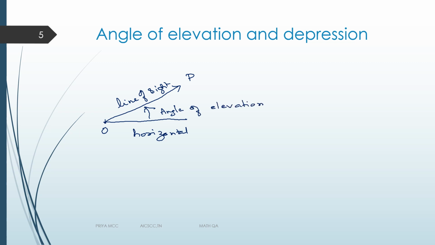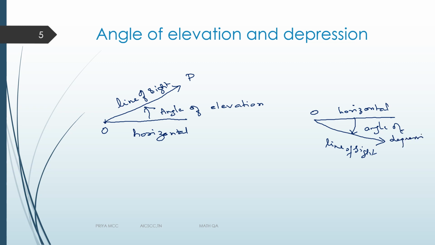But suppose I have something like this. I have the horizontal line and I am looking at something down. If this is my line of sight, it is going below the horizontal. Your horizontal is here and you are looking at something below the horizontal. Maybe you are standing on top of a building and looking at something below. Then this is called the angle of depression. So this terminology you have to be very, very clear. Only then you can work out the problems.